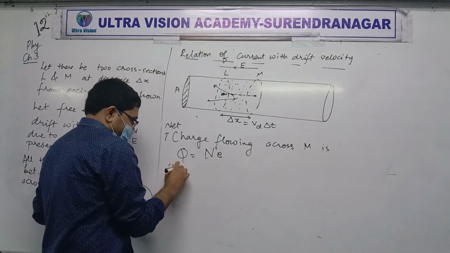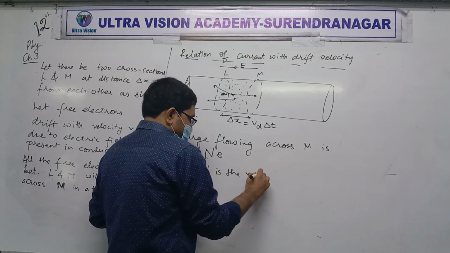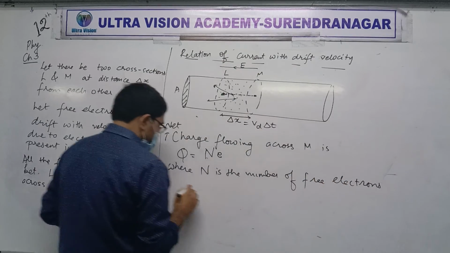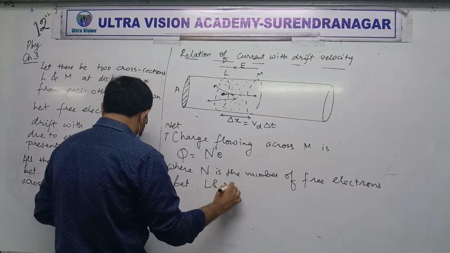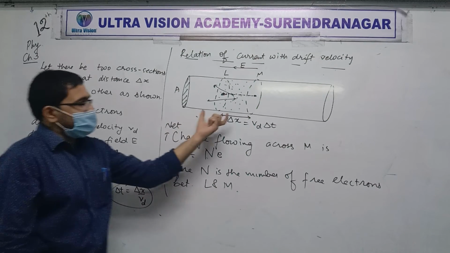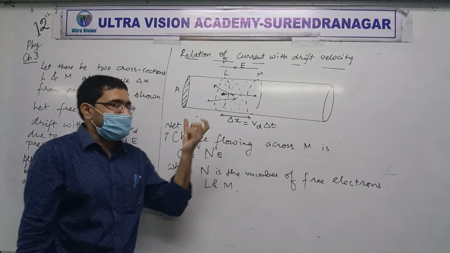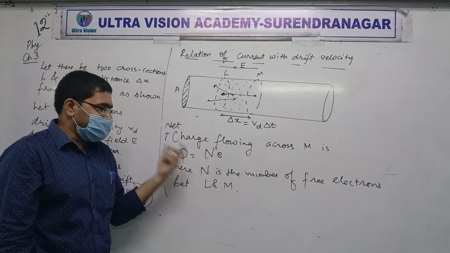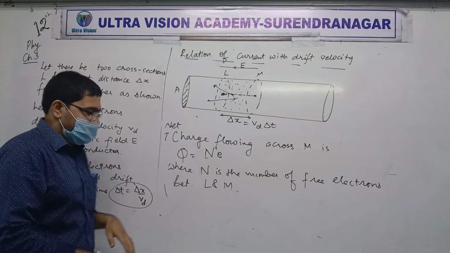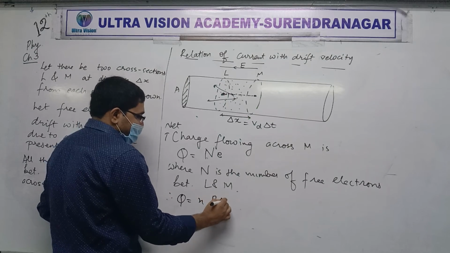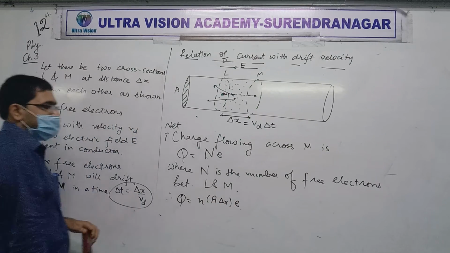Q is equal to Ne, where N is the number of free electrons between L and M. Whatever were there in this portion, they all have drifted. How many were there? Capital N. Now we will not write the answer in this form. We will put capital N's value. Therefore, Q is equal to small n into A into delta x into E. Did you understand?